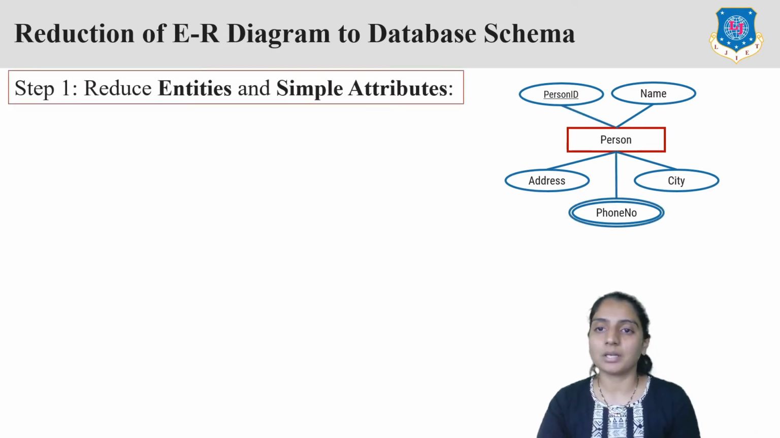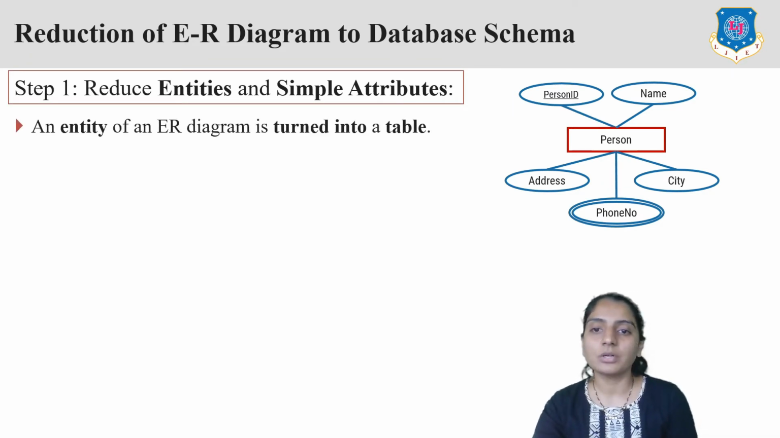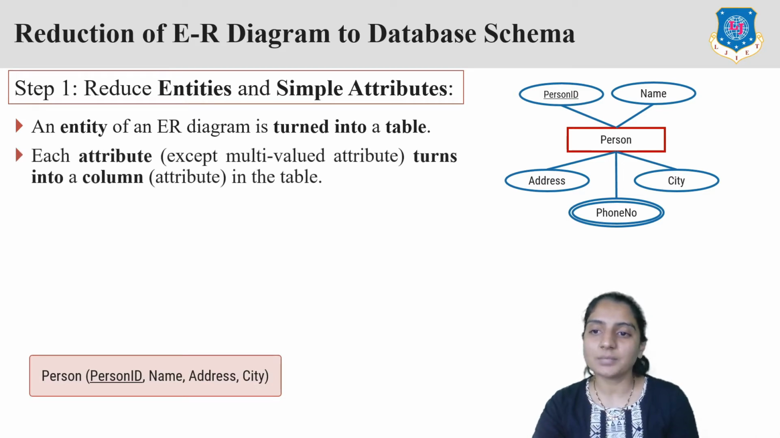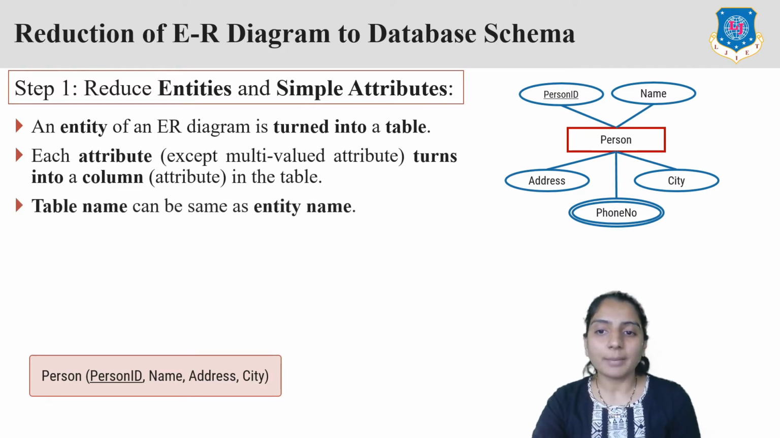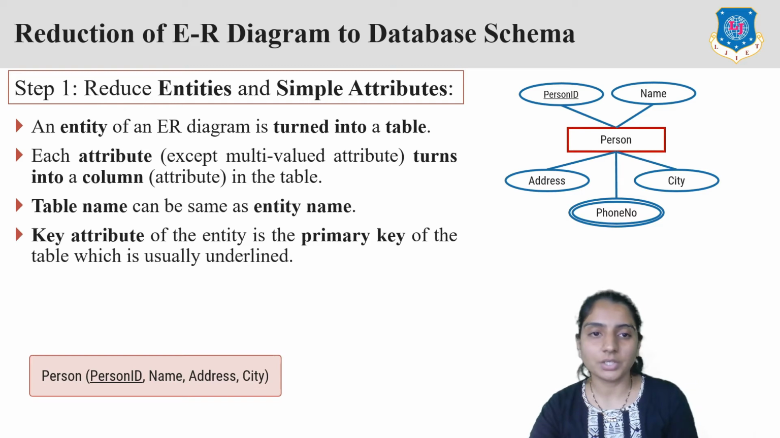The first step: reduce entities and simple attributes. First of all, we have to reduce our entity into a table. So the entity name is the same as the table name, and the attributes of our entity will become the column names of our table. Each attribute turns into a column and each entity turns into a table. The table name can be the same as the entity name, and the key attribute of the entity is the primary key of our table, which is usually underlined.